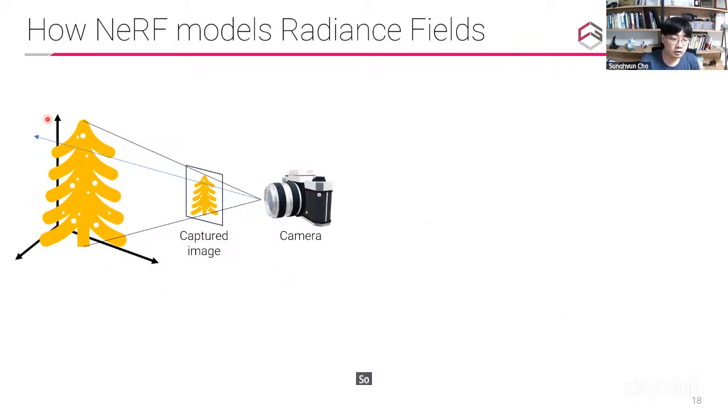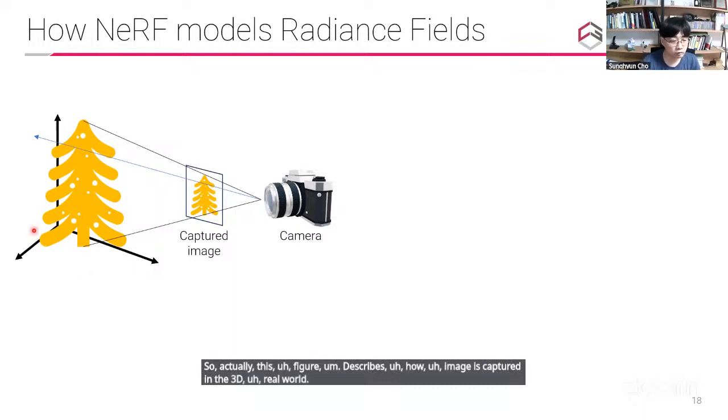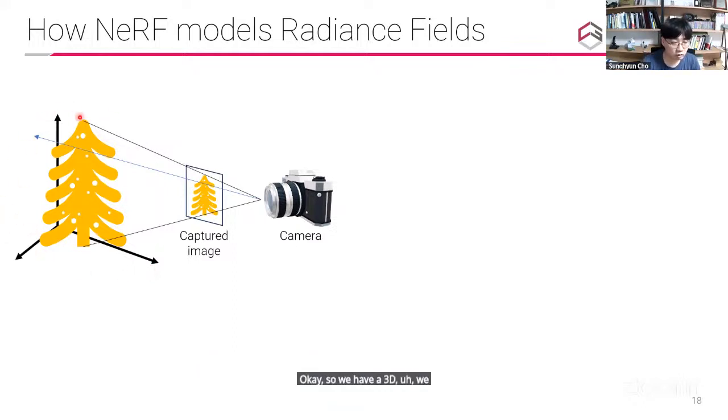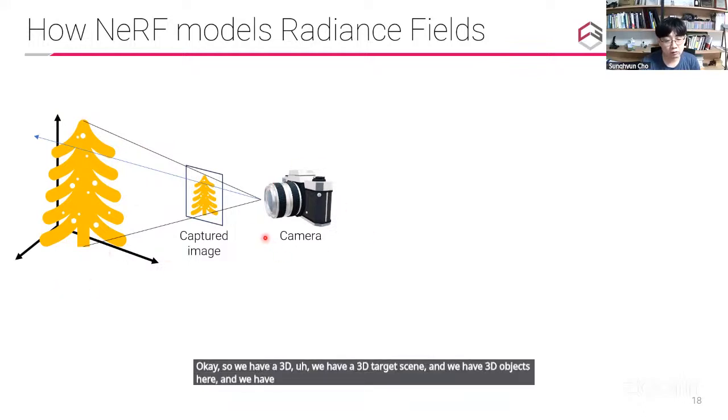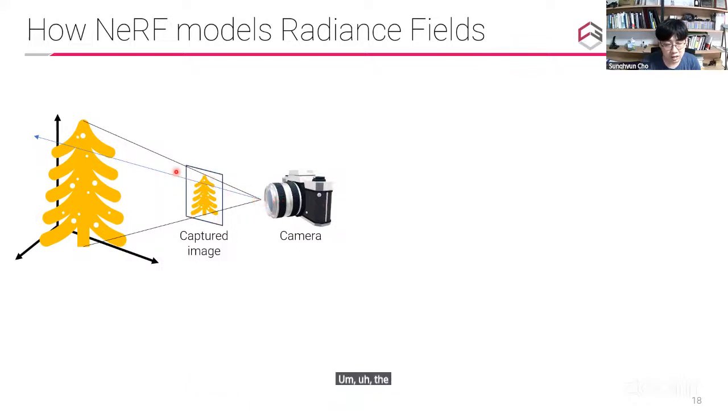So actually, this figure describes how an image is captured in the 3D real world. We have a 3D target scene, and we have a 3D object here, and we have a camera. When you take an image of this 3D object, the captured image is captured like this.